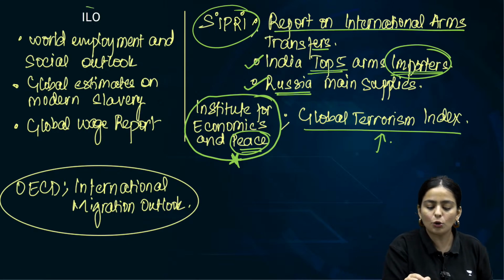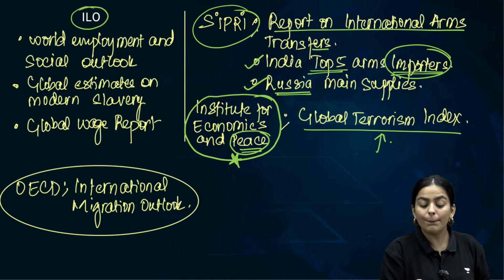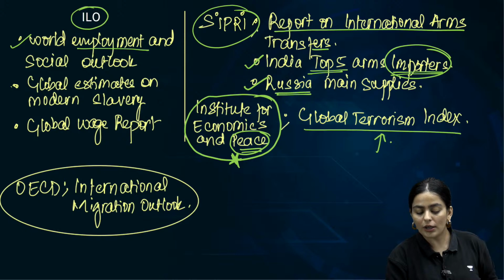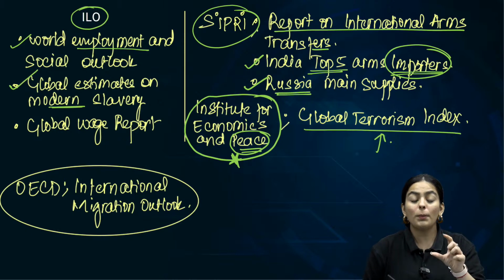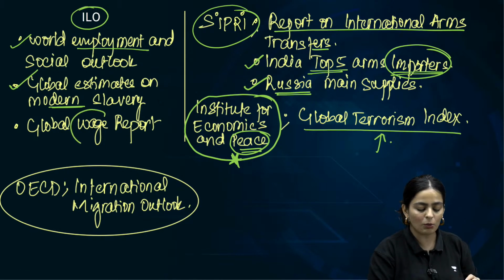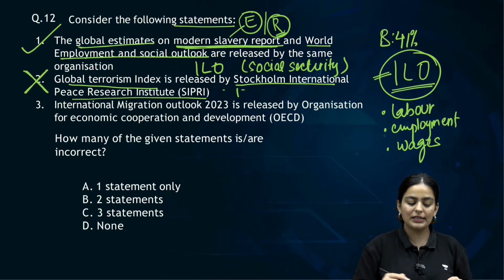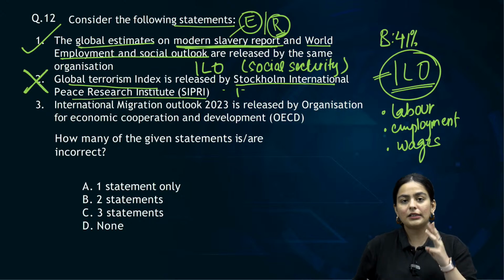ILO will have everything to do with, as I said, world employment and social outlook, global estimates on modern slavery, and global wage report, even wages. Clear about this? Alright, so that is why the second statement is incorrect. Let's see the third statement.